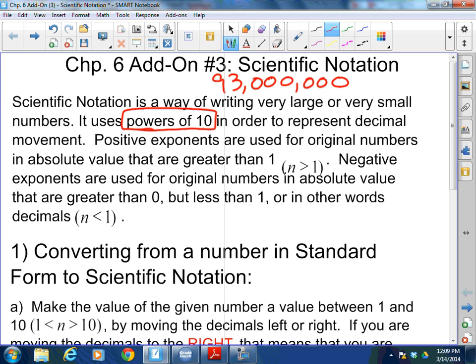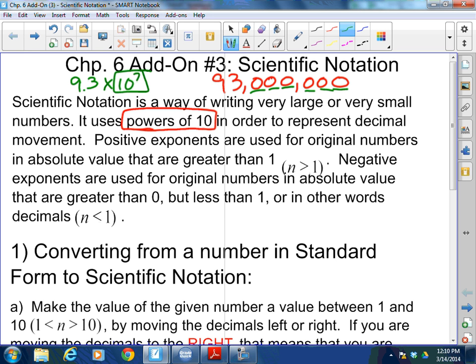What do these zeros represent? Powers of 10, correct? So I can rewrite this number as 9.3 times 10 to the 7th power. This power of 10 here tells the reader, hey, move the decimal this many places to the right or this many places to the left. That's what's going to tell you how to move your decimals.